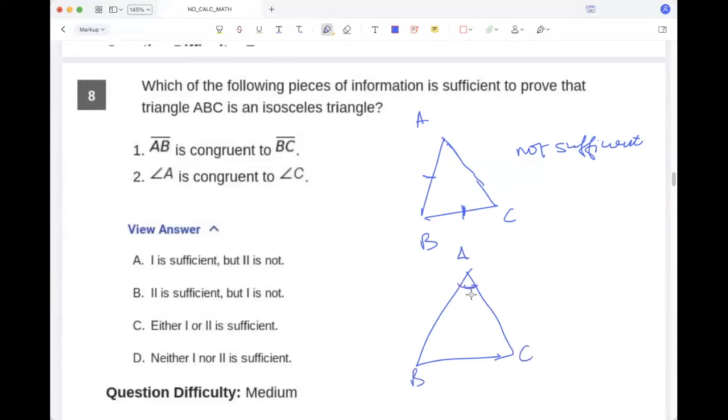In triangle ABC, angle A is congruent to angle C tells me that AB is equal to BC, right? So again, these two individually are not sufficient because they simply prove that two sides are equal without describing how the third side is. Because if the third side is also equal to these two, then it becomes an equilateral triangle. It's not isosceles. So neither 1 nor 2 is sufficient.